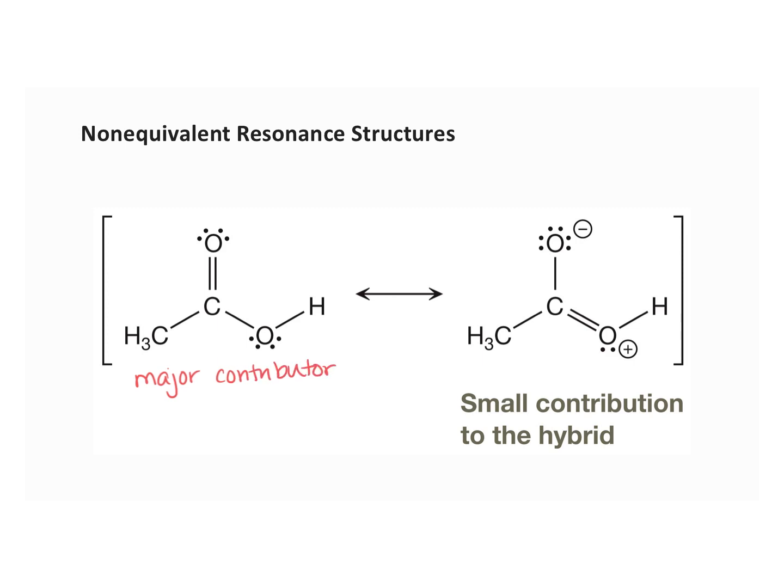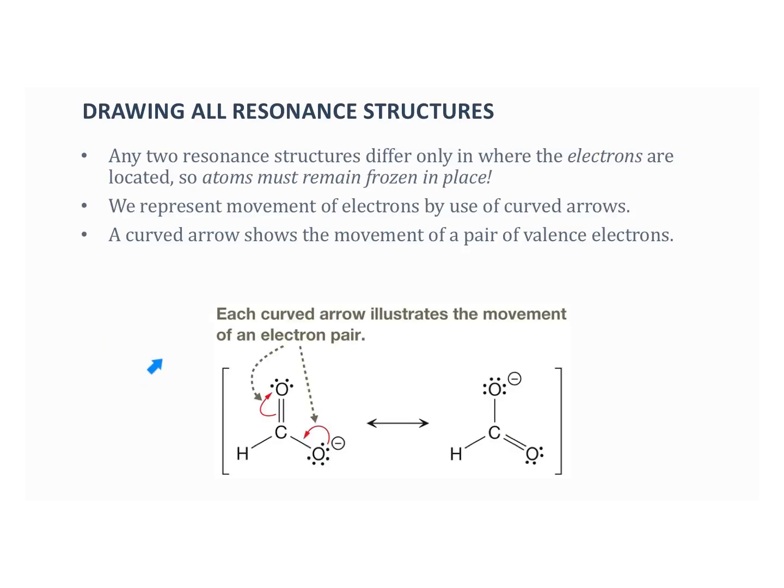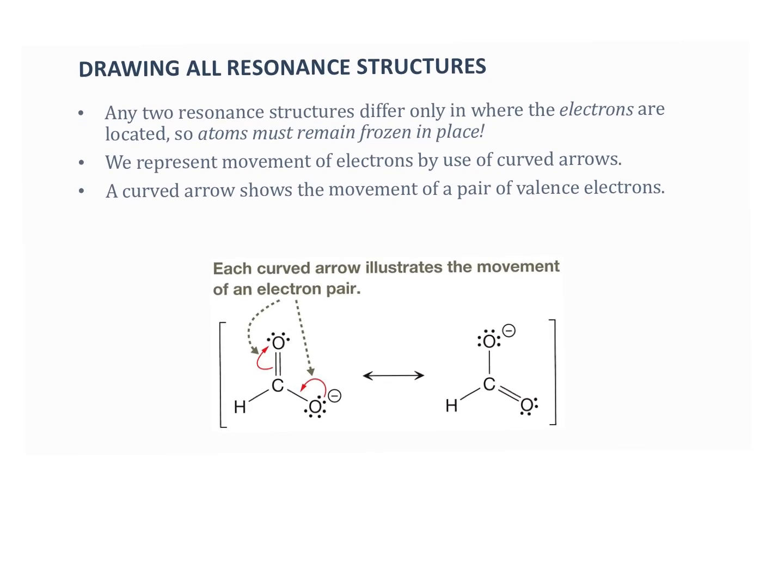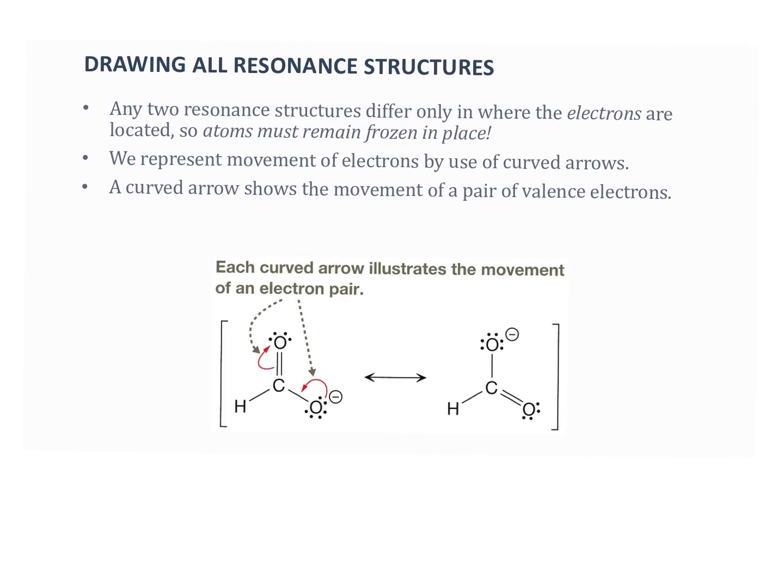Right? So again, that's just another example of using that criteria. Now, one of the things that you're going to be asked is to draw resonance structures. When we draw resonance structures, it's important to remember that any two resonance structures are only different based on where the electrons are located. So the atoms themselves remain frozen, okay? And then we represent the movement of electrons by using curved arrows, okay? And these curved arrows are showing the movement of a pair of valence electrons.